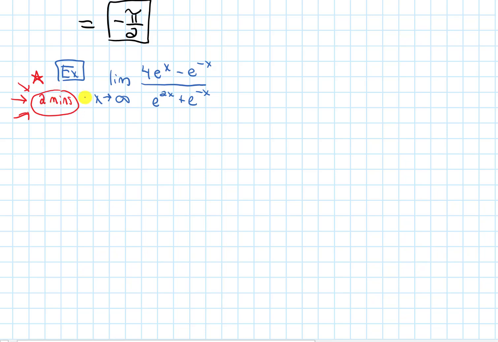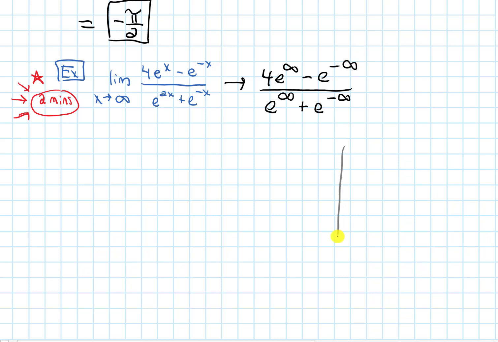All right, so hopefully you did that. Hopefully you paused it for about 2 minutes to try this. First, let's try plugging in. If I do that, I get 4e to the infinity minus e to the negative infinity over e to the 2 times infinity, which is infinity, plus e to the negative infinity. So now I need to know what e to the infinity is and what e to the negative infinity is.